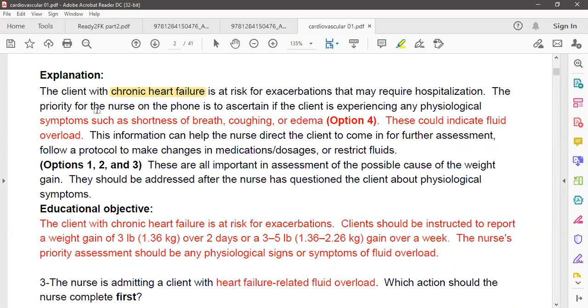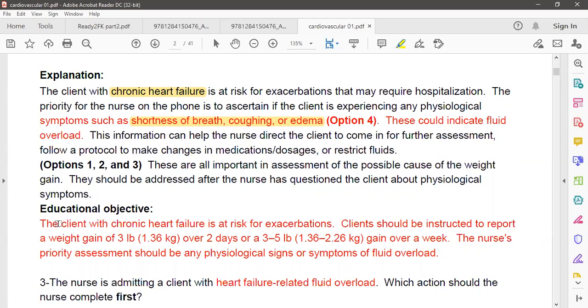So the priority for the nurse on the phone is to ascertain if the client is experiencing any pathological symptoms such as shortness of breath, coughing, and edema formation. This is the first priority. This could indicate fluid overload. The information can help the nurse direct the client to come in for assessment, follow the protocol to make changes in medication, doses, and any kind of fluid restriction.